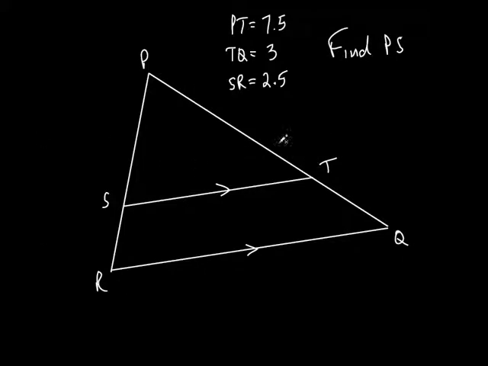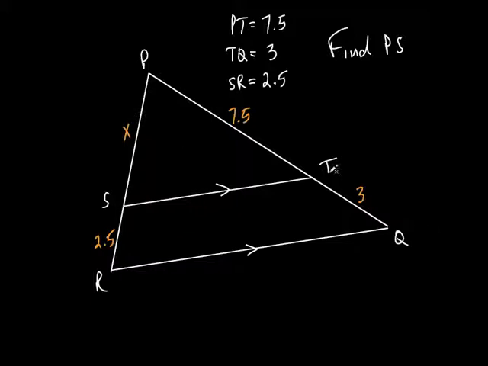So here's our picture. We're going to plug stuff in. We put in PT, 7.5, so I put a 7.5 right here. They tell you TQ, which is 3. Put that right there. They tell you SR, which is this little one right here, and that's 2.5. And they ask to find PS. We'll just call that X, just to make it one letter.